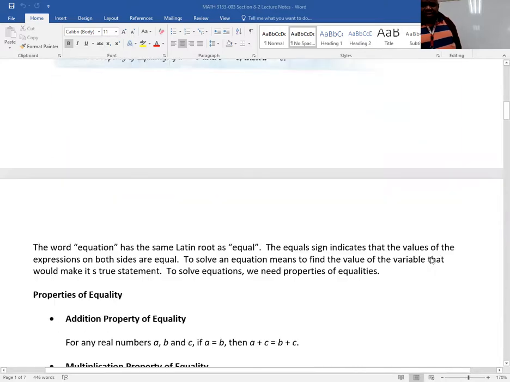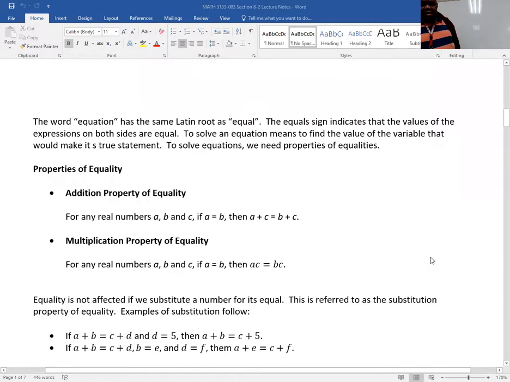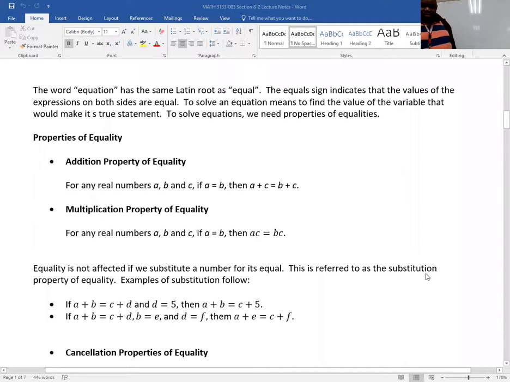All right, now on the next page, we're going to talk about equations. So here, the word equation has the same Latin root as equal, because if you look at the word equation, it does have pretty much the phrase equal in it. So in an equation, you have to have an equal sign in it. That equal sign will indicate that the values of the expressions on both sides are equal.